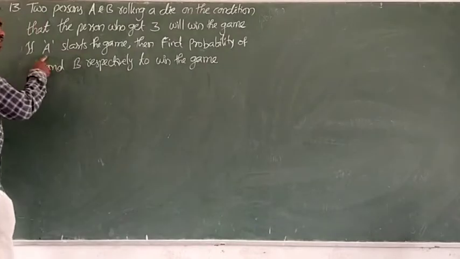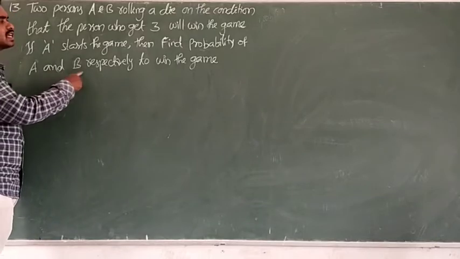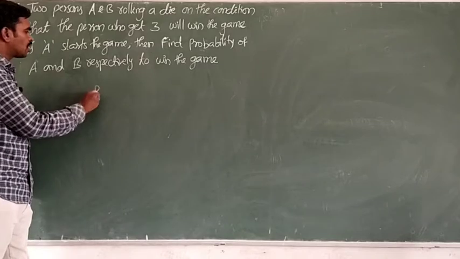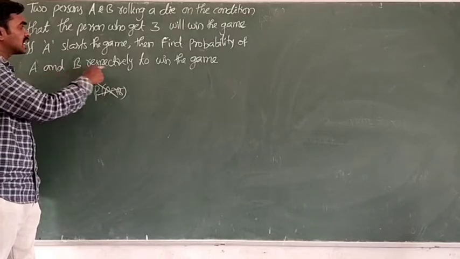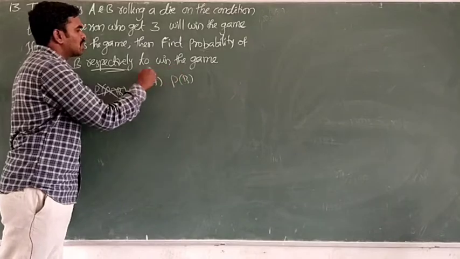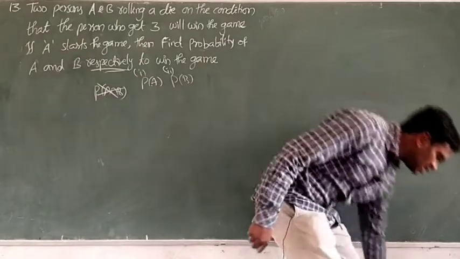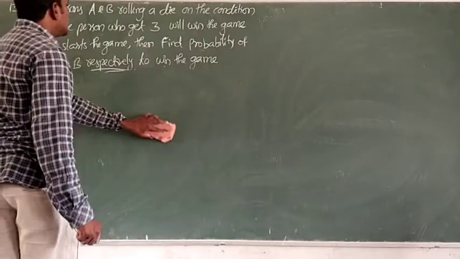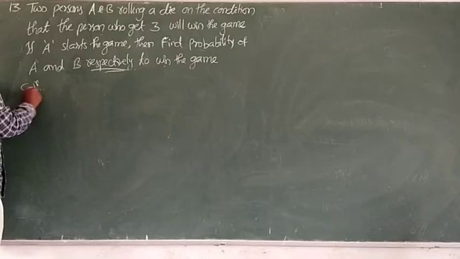If A starts the game, find the probability of A and the probability of B respectively to win the game. Here the question is the probability of A and B respectively, meaning we should find the probability of A and the probability of B separately. 2 questions are given here. So how can we find them? First of all, what is the condition here? What is the event? What is the random experiment? A die is thrown.